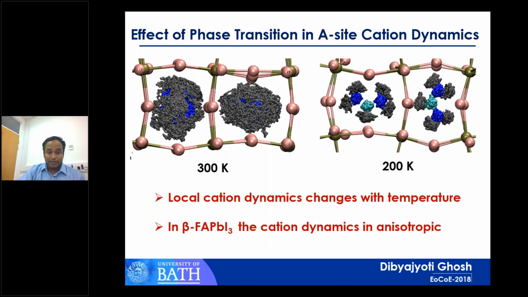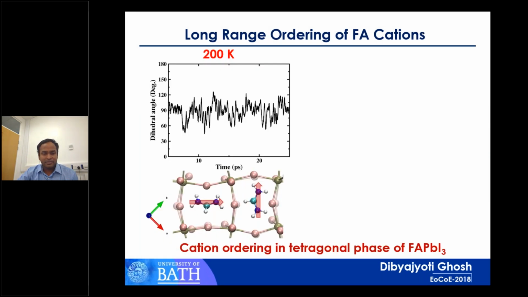So we conclude that local cation dynamics in formamidinium can change drastically with temperature and phase, and that beta, that is tetragonal formamidinium lead iodide, has anisotropic cation dynamics, that is, the cations are now oriented in a particular direction, and it shows preferential orientations.